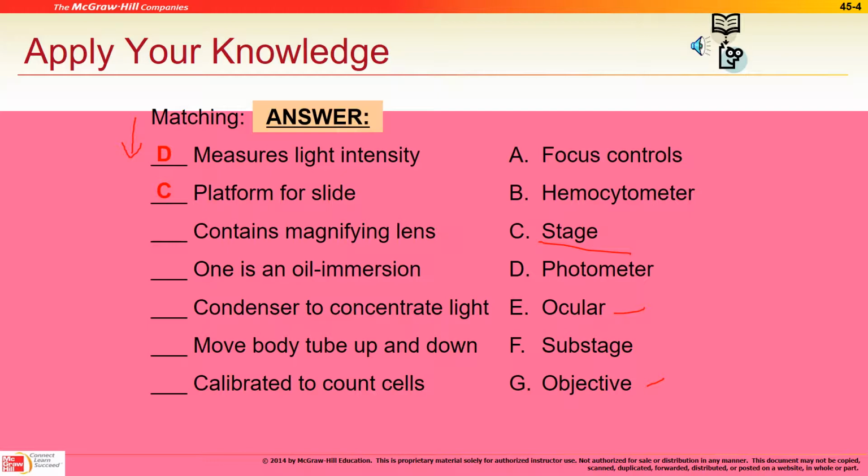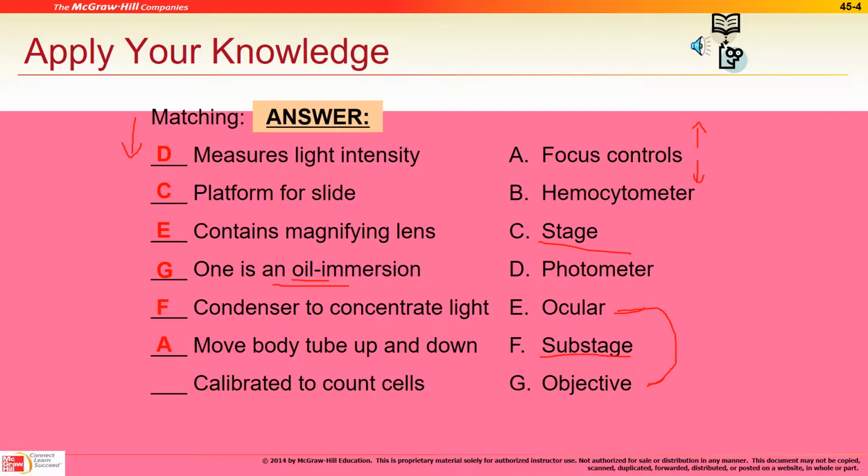Oh, okay. So here, one is oil, so that eliminates it. That means the one that contains the magnifying lens is the ocular, and then one of the three, low, medium, high, would be the objectives. Right? So we did that. Condenses the light, similar to the aperture. That's going to be the substage. Moves the body tube up and down: that's the focus control.